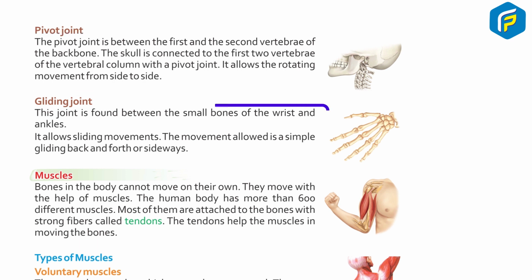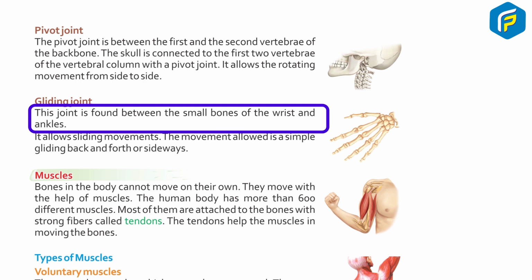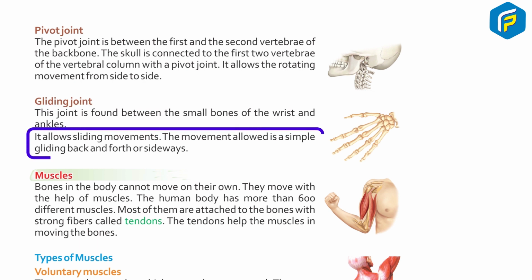Gliding joint. This joint is found between the small bones of the wrist and ankles. It allows sliding movement. The movement allowed is a simple gliding back and forth or sideways.